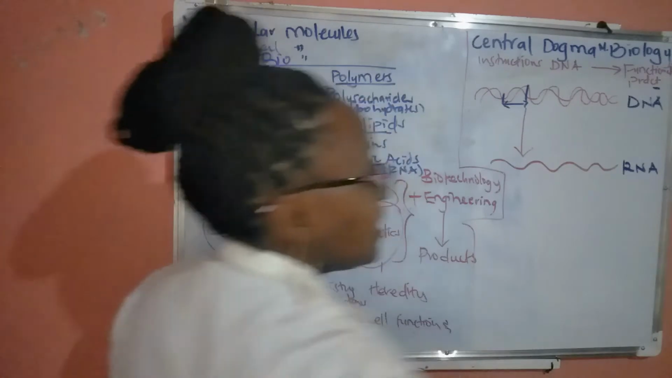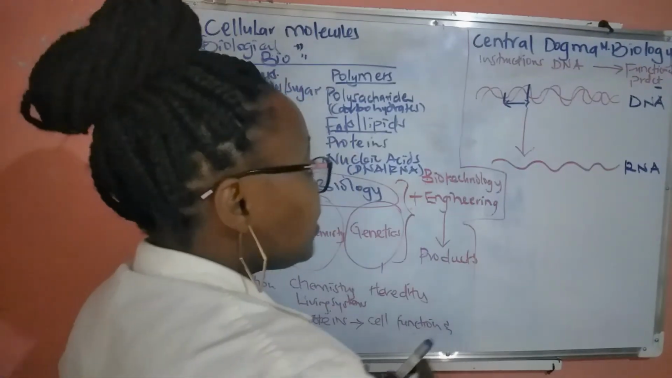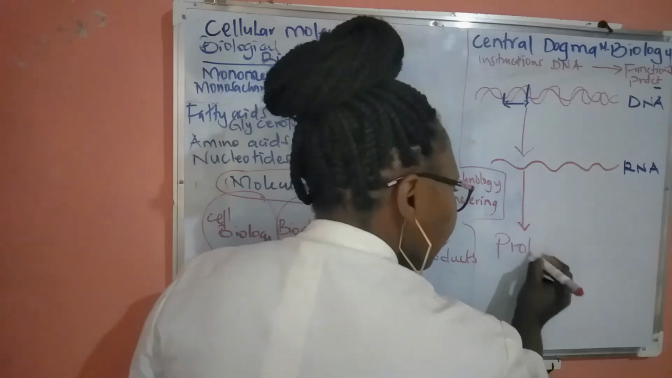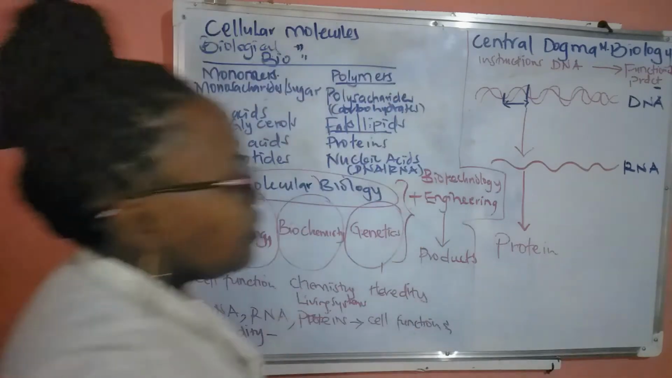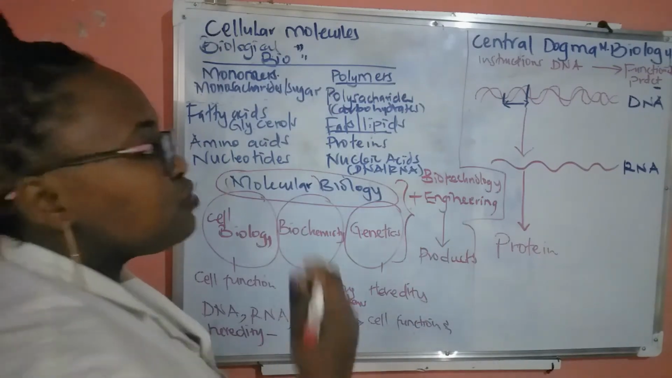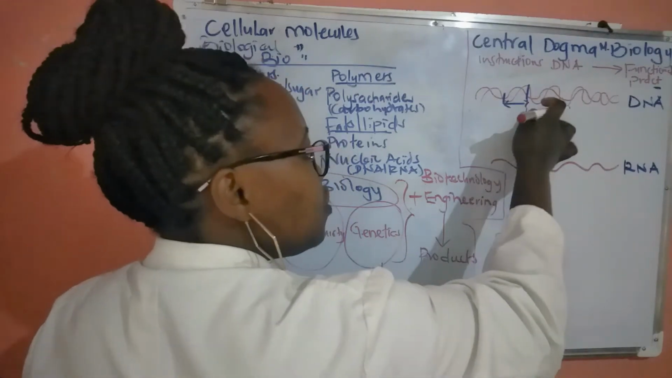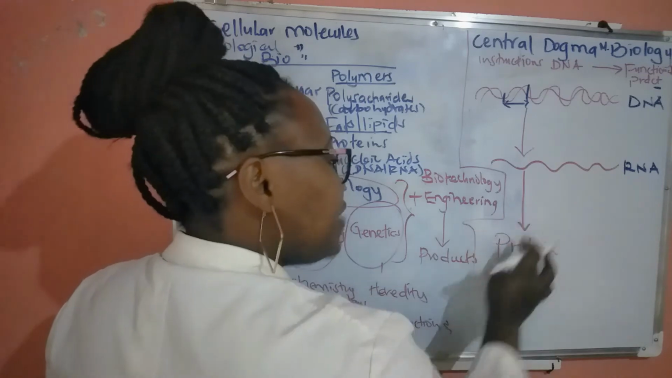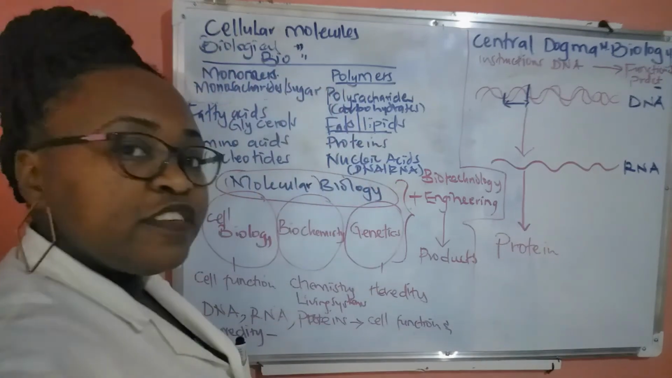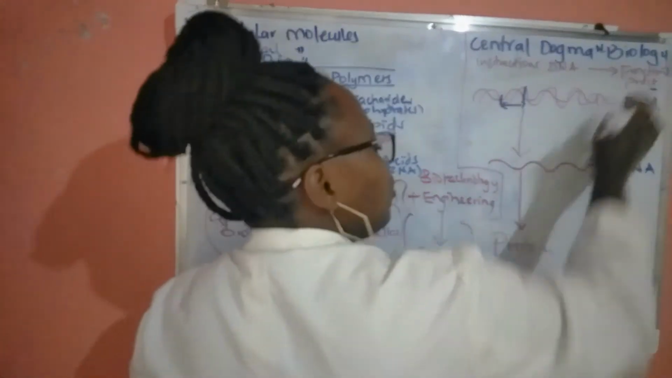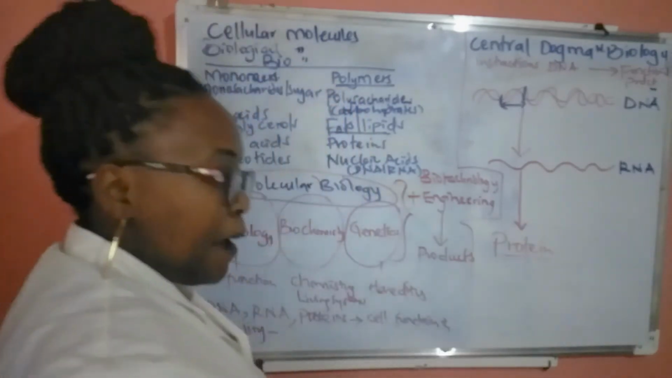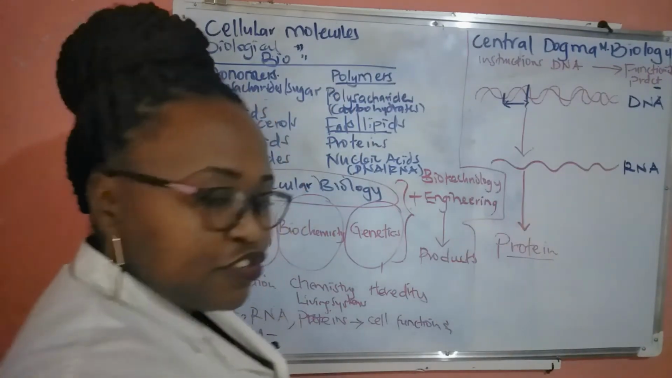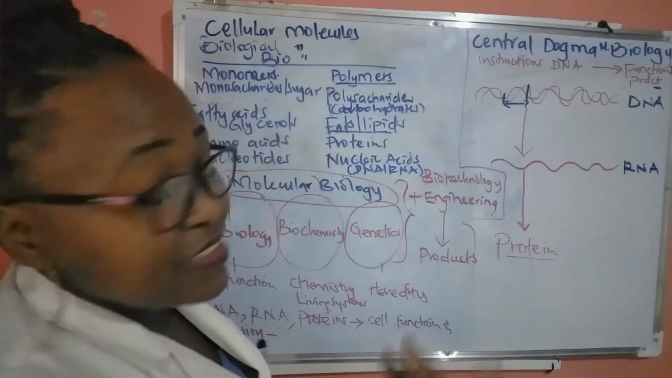And then finally, it will go into a product, a protein. So now what will happen is this region will code for an RNA molecule, then it will finally code into a protein. Most of the time, our functional product is a protein, but sometimes it doesn't have to be a protein, because there are other regions in our DNA.